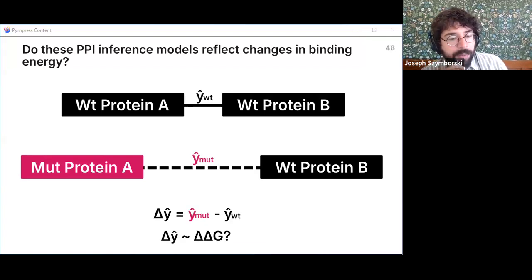We want to measure the difference in inferred interaction score from the PPI inference models between wild type and mutant pairs. So let's say we infer the probability of interacting between the wild type pair and the mutant pair. And we want to see if there was some kind of relationship, some kind of correlation between that change in inferred performance and the change in free binding energy. Does everybody understand that setup?